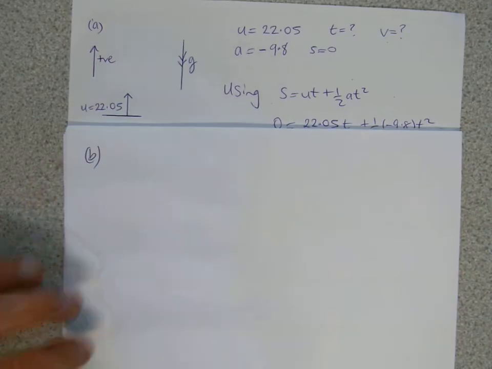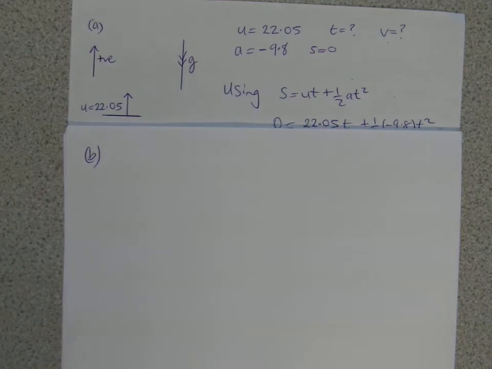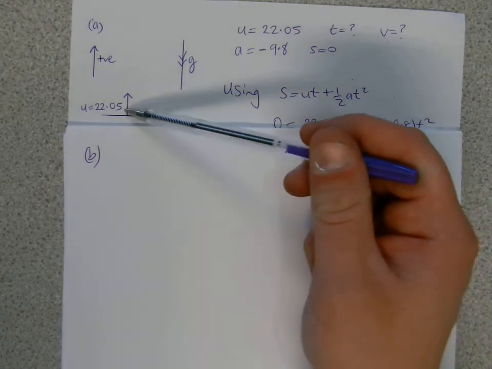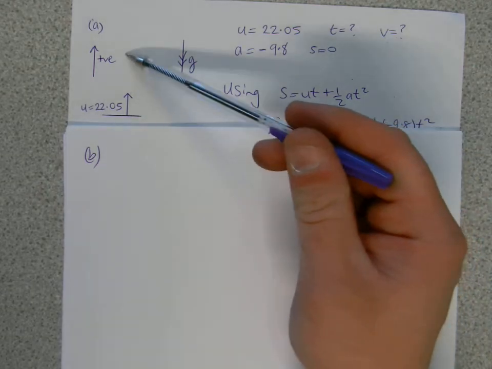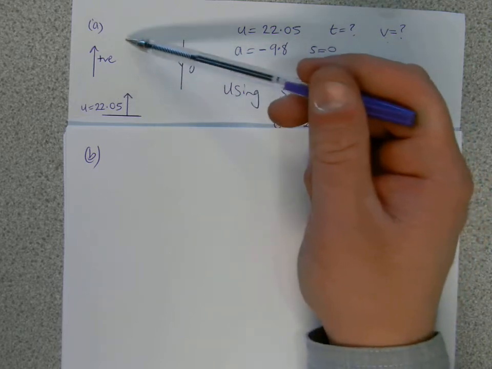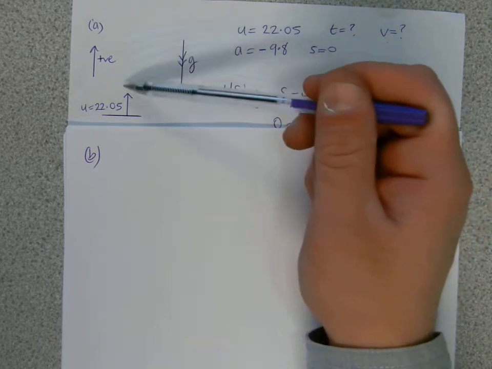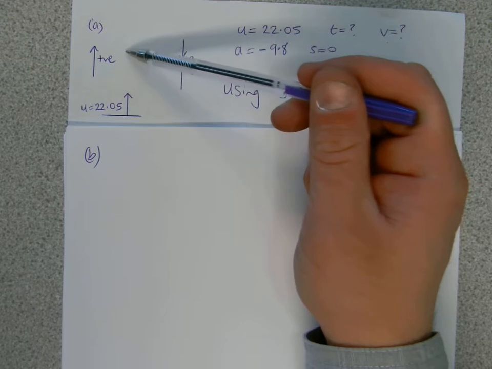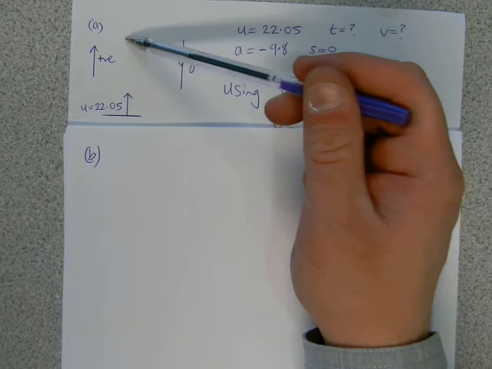Okay, so in part B, we're asked to find the greatest height of the particle above the point of projection. So this particle shoots up, doesn't it? And we want to know how high it gets. And if you think about it, as it gets to its highest point, say the highest point is there, it's got to slow down, isn't it? Because if it's going fast, it's just going to keep on rising.